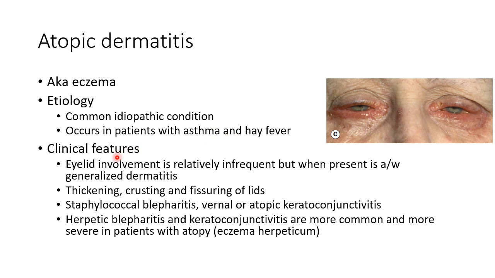Coming to the clinical features of atopic dermatitis, eyelid involvement in atopic dermatitis is relatively infrequent, but when present is associated with generalized dermatitis. Patients can present with thickening, crusting and fissuring of eyelids as you can see in this picture. It is associated with staphylococcal blepharitis, vernal or atopic keratoconjunctivitis. It is important to remember that herpetic blepharitis and keratoconjunctivitis are more common and more severe in patients with atopy. This is known as eczema herpeticum.